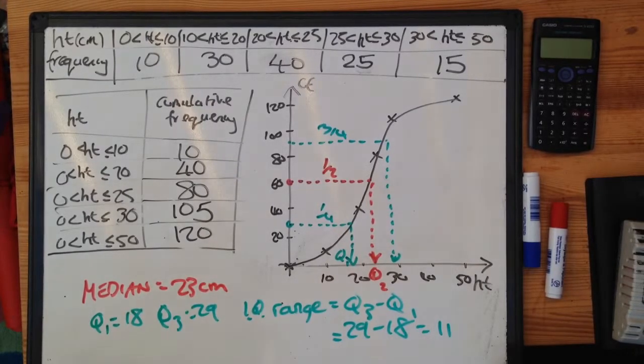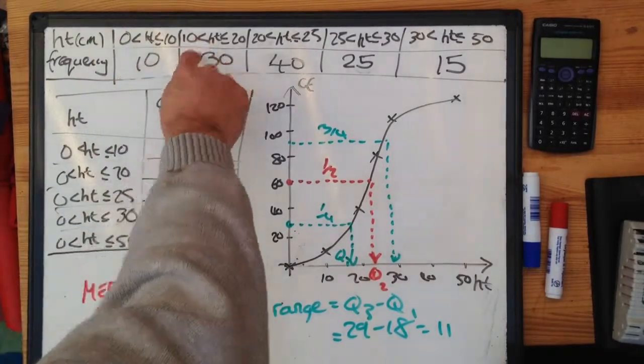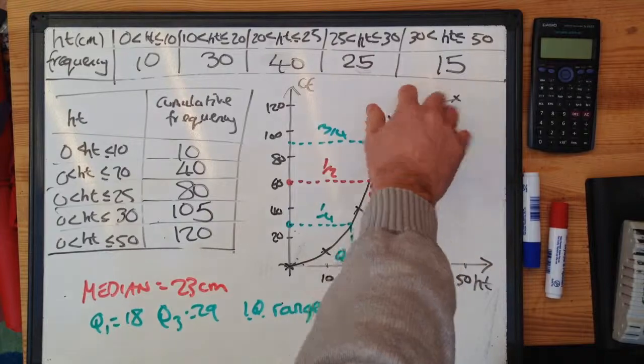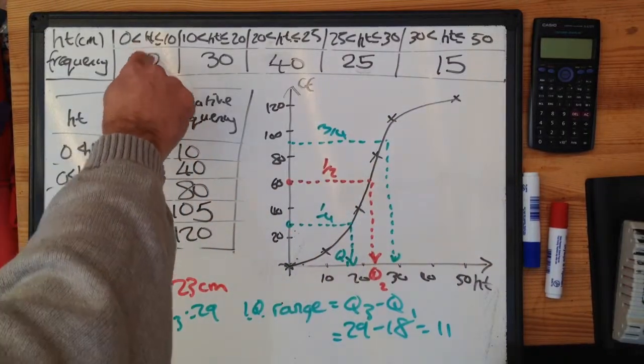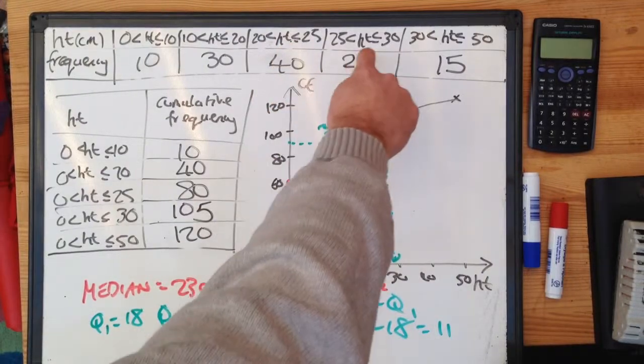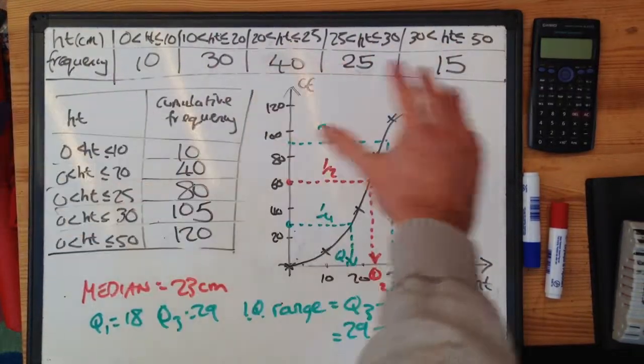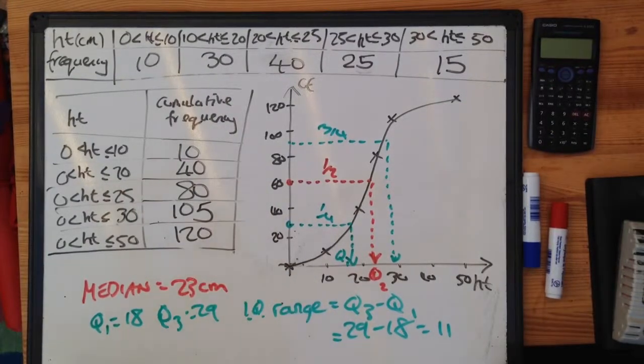If you're after the mean of this distribution, remember, it's going to be height times frequency for all of the groups divided by 120 plants. Use the midpoint. So 5 times 10, 15 times 30, 22.5 times 40, 27.5 times 25, 40 times 15. Add them all together and divide by 120, because that's how many plants there are in the survey.